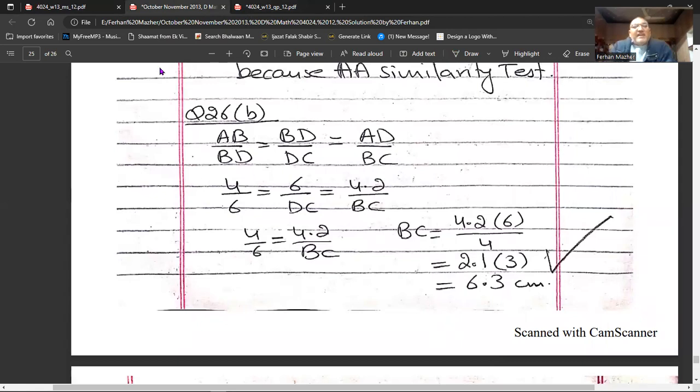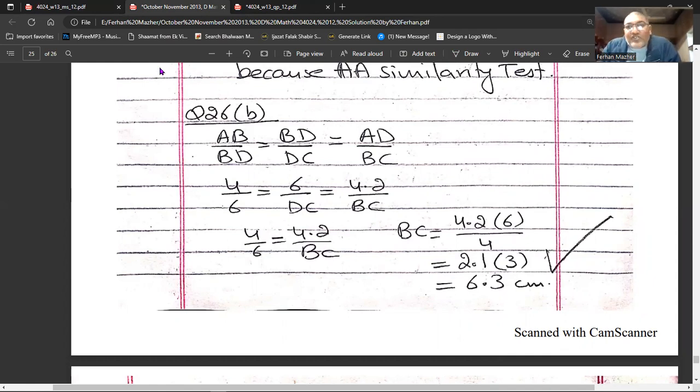So AB divided by BD is equal to BD divided by DC is equal to AD divided by BC, and I have told you the technique of how I wrote this. I know the value of AB, I know the value of BD, I know the value of AD, and I want to find the value of BC. 4 by 6 is equal to, I just substituted the values which I know.